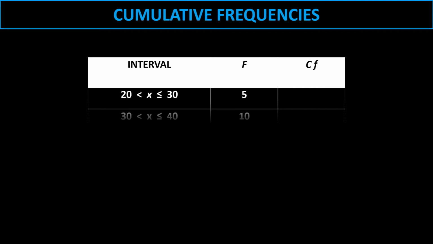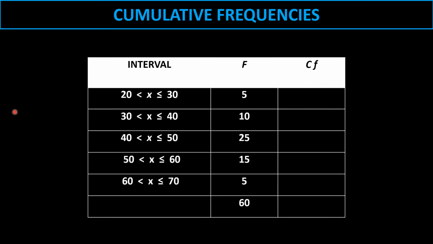So let's look at this here. There we've got our interval, and there we've got our frequencies. First of all, we start off with 5. Then we take that 5 and add it to the 10, which gives us 15. Then we take that 15 and add it to the 25, and we get our answer. Then we take that answer and add the 15, and then we take that answer and add the 5. So let's just follow that now.